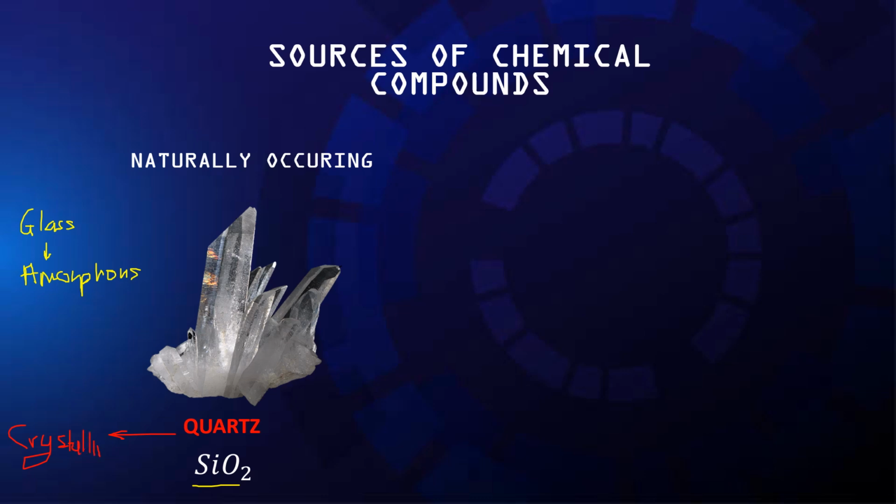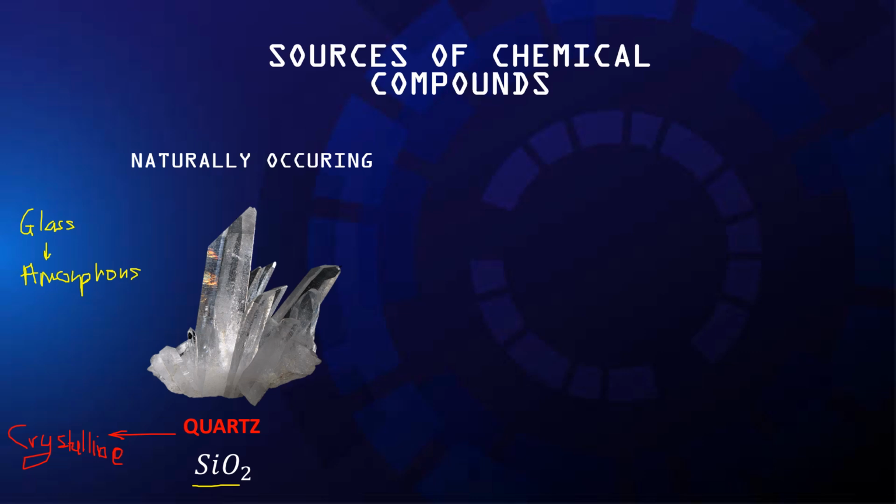They only share the same molecular formula, but their molecular arrangement is very different. So this is a crystal of quartz. You can see a perfect shape. Actually, the molecular arrangement of atoms decides the physical shape of the crystals.